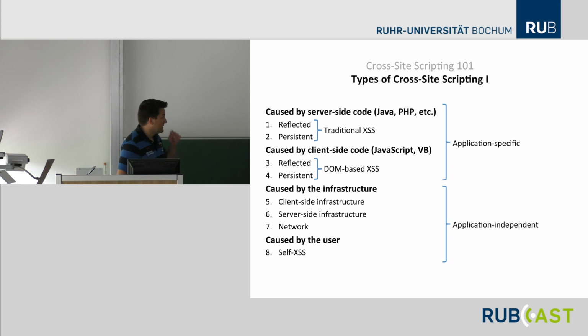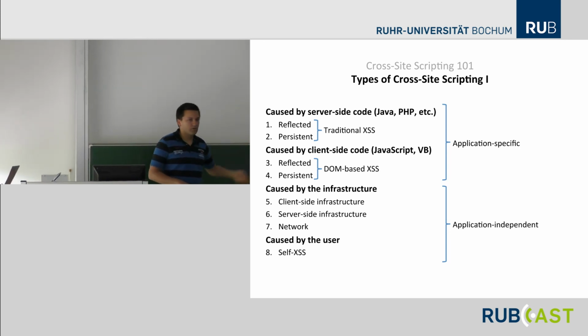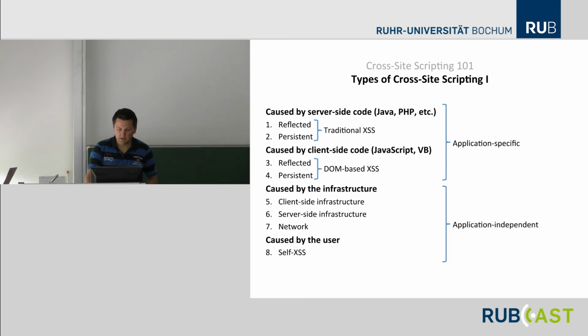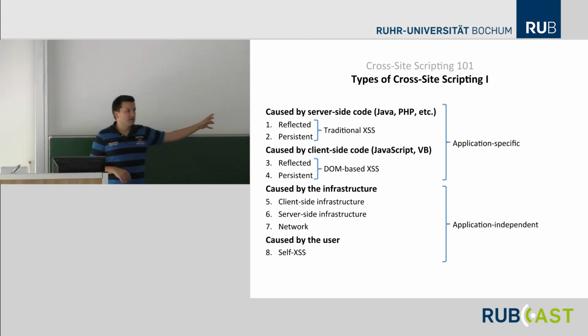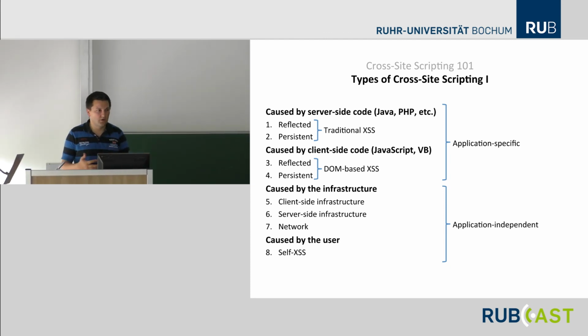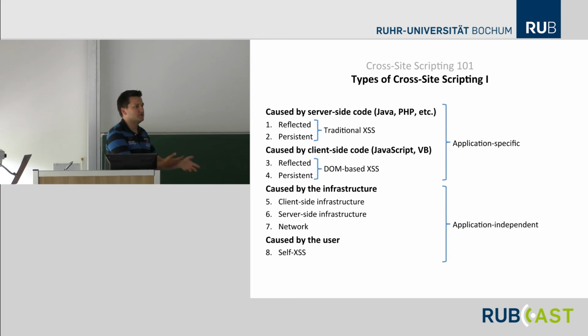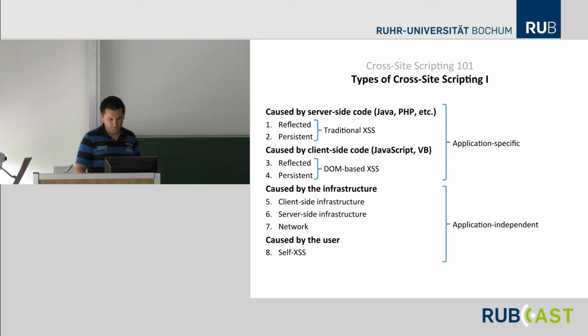Okay, so as I said, the first 4 are application specific. They are caused by wrong code within the application, and the others are application independent. Nothing you can do from a developer point of view to prevent that. And today I would like to focus on the application-specific part and not on the application-independent one. So we are looking for errors that the developers make when creating applications.